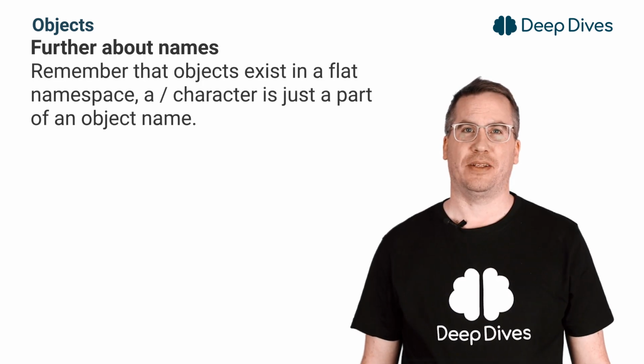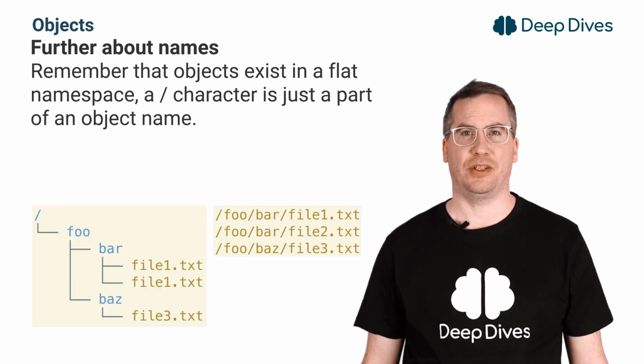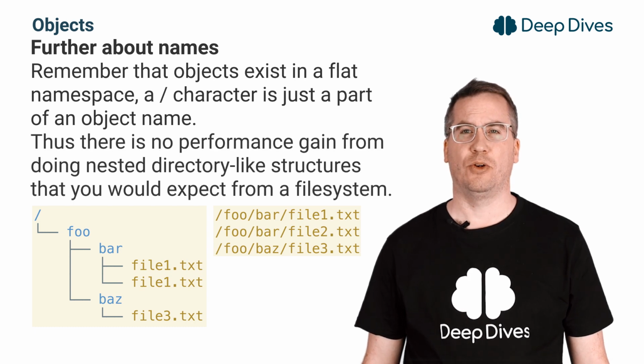Remember that objects are located in a flat namespace, so a / is just a part of an object name. This basically means that there's no performance gain from doing nested directory-like structures that you would expect from a normal file system.